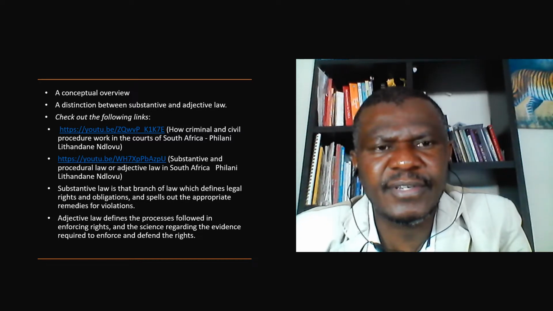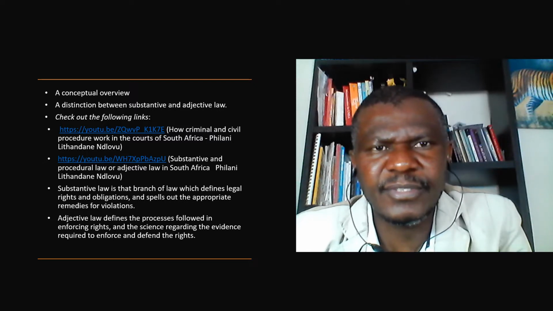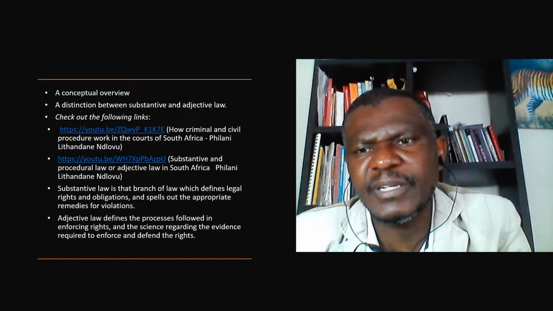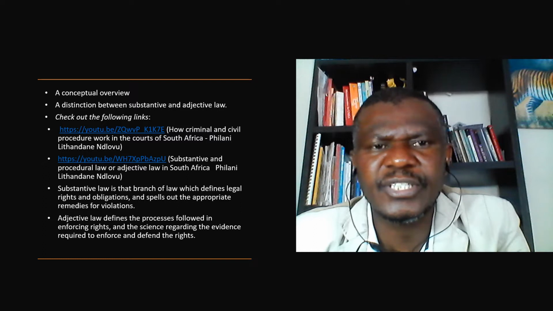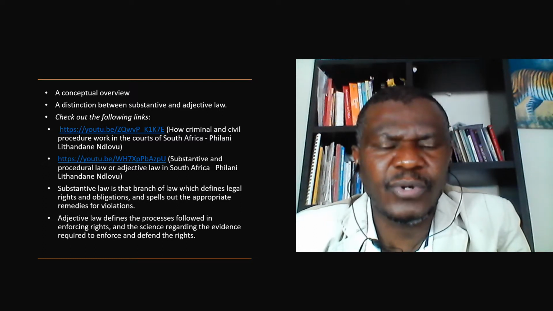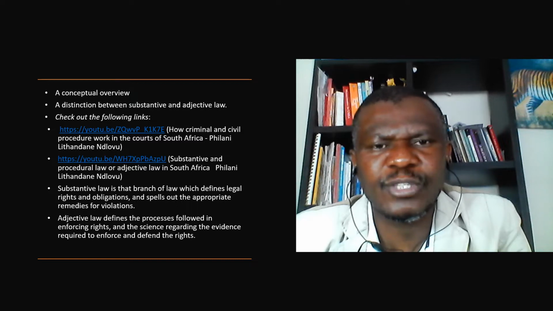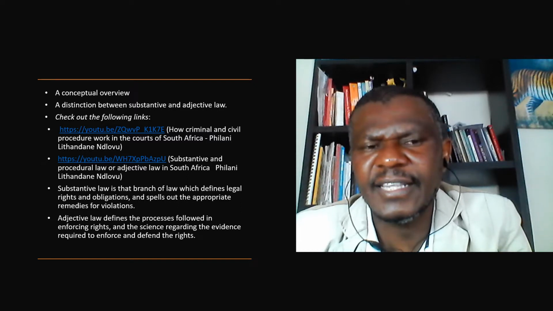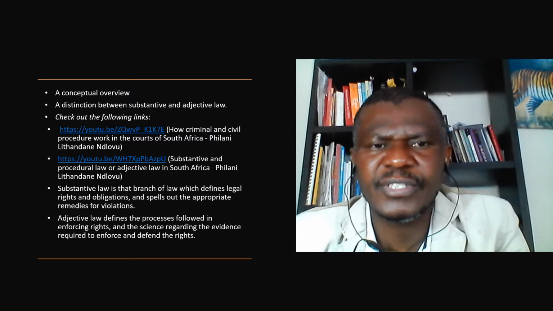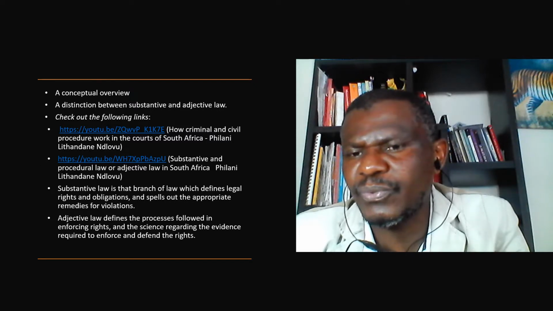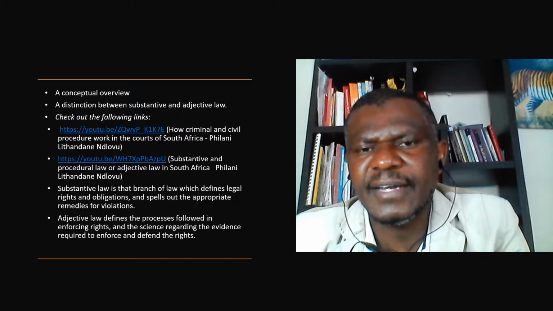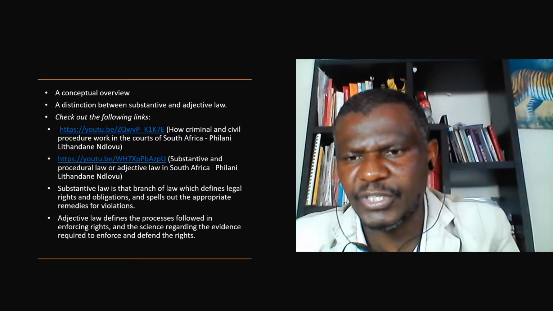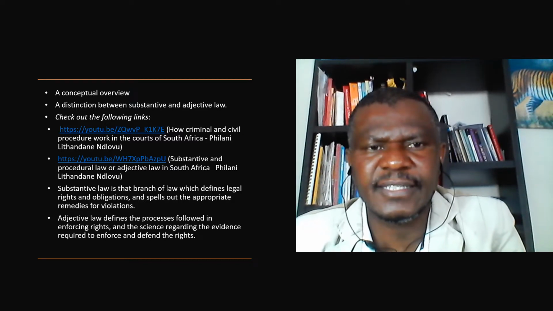Remember, just maybe in simple terms, substantive law is that branch of law which defines legal rights and obligations and spells out the appropriate remedies for the violation of the rights. Adjective law, on the other hand, defines the processes followed in enforcing rights, and it's the science regarding the evidence that is required to enforce or defend rights, issues to do with how that evidence is gathered, how it's presented, how it's evaluated and assessed, up to the point when the court reaches its verdict. So that's the adjective law.